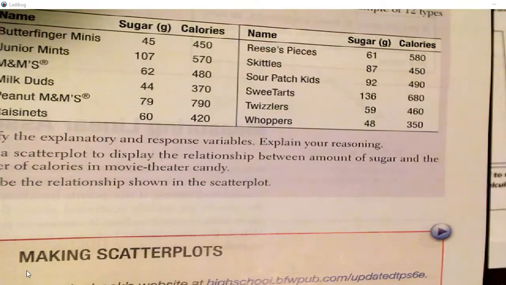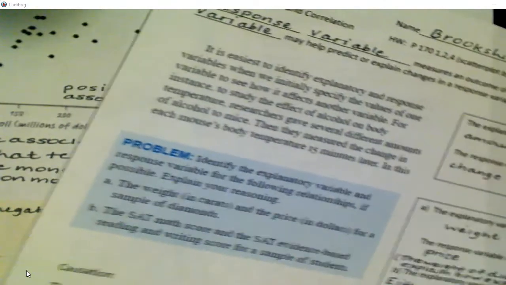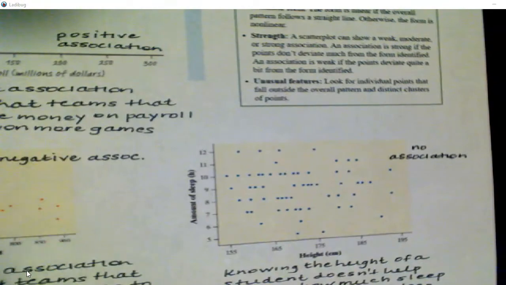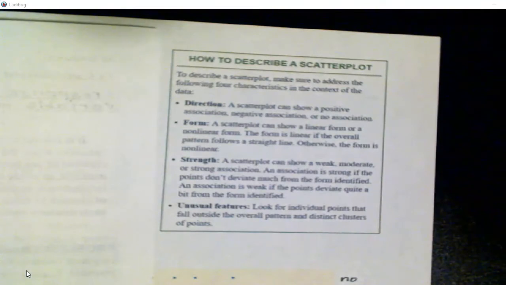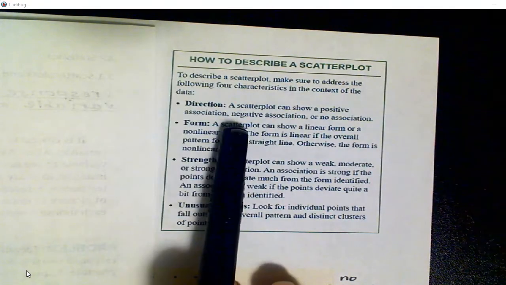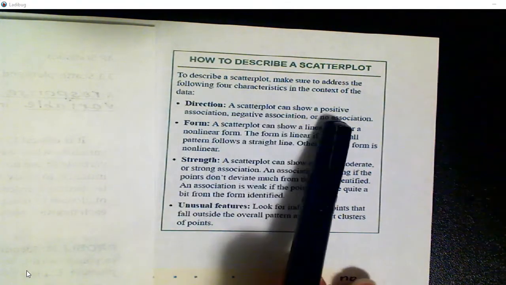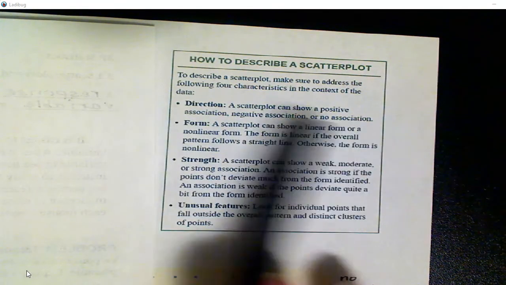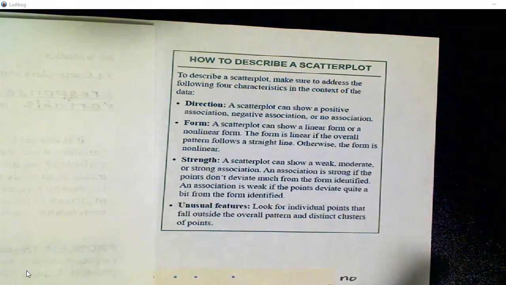All right, the next thing that we are going to talk about is how do you describe a scatter plot. So when you describe a scatter plot, there are some different characteristics you need to make sure to include. To describe a scatter plot, make sure to address the following 4 characteristics in the context of the data. So direction, that's the first thing we're going to talk about. A scatter plot can show a positive association, negative association, or no association. We're going to come back to these other characteristics in just a second. Let's talk about direction first.